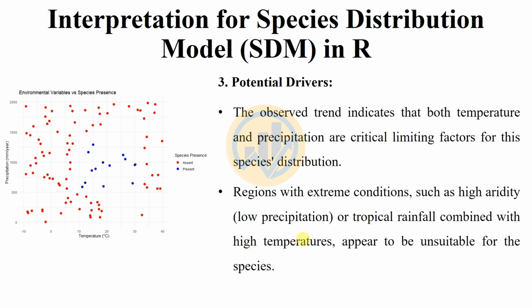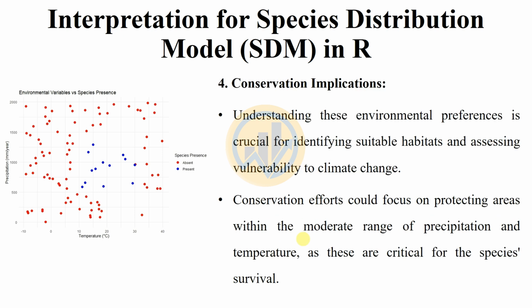Potential drivers. This observed trend indicates that both temperature and precipitation are critical limiting factors for this species' distribution. Regions with extreme conditions, such as high aridity, low precipitation, or tropical rainfall combined with high temperature, appear to be unsuitable for the species.